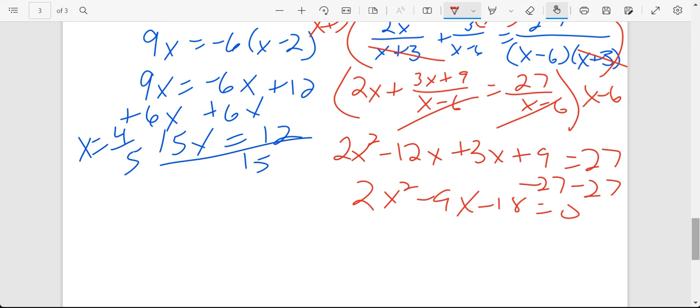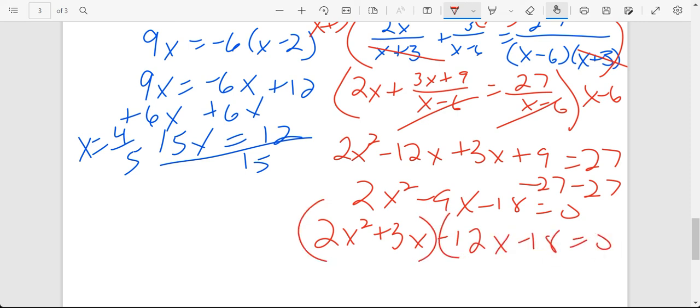See, does the AC method work for this? Yes, the AC method does work for this, because 2 times negative 18 is negative 36. Factors of negative 36 that add to negative 9 are negative 12 and 3. So 2x squared plus 3x minus 12x minus 18 equals 0. Group. You're going to get x parentheses 2x plus 3. And then the GCF of negative 12x and negative 18 is negative 6.